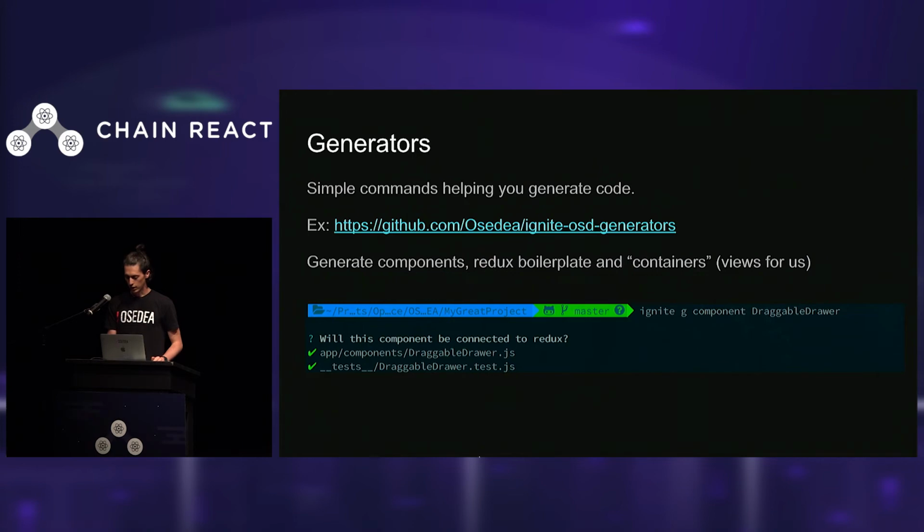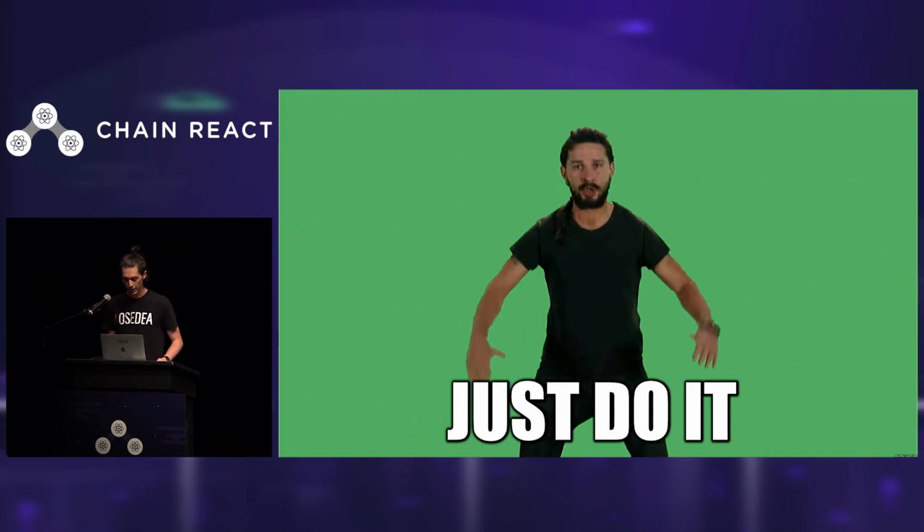With generators, I just have to enter that command, and it's actually going to take parameters. So I can put here my draggable drawer. It's going to use that to name the file. So it's going to create a file. It's going to ask me if I want it to be connected, if I want it to be a pure component or a functional component. It's going to put the good code as is. It's even going to create my jest test, a basic jest test for me. So that takes like 20 seconds. So that's already 5 minutes I won on my day.